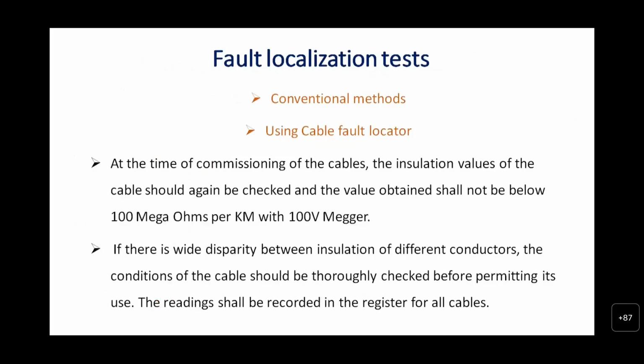Whenever a cable failure occurs, fault localization is a major hurdle. This is being done in two ways: one is conventional methods, and the other is using a cable fault locator. Most of us all know about how to do it, but a very tactful approach is required by section supervisors as well as the down the line staff.